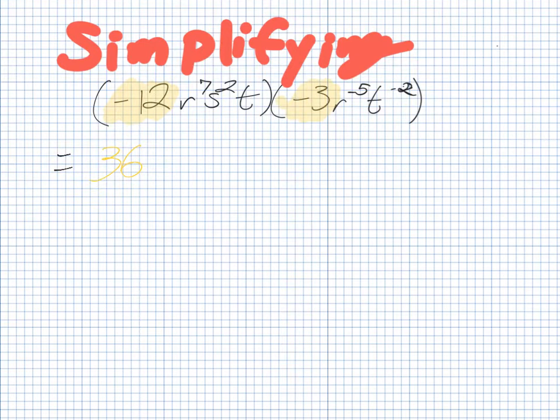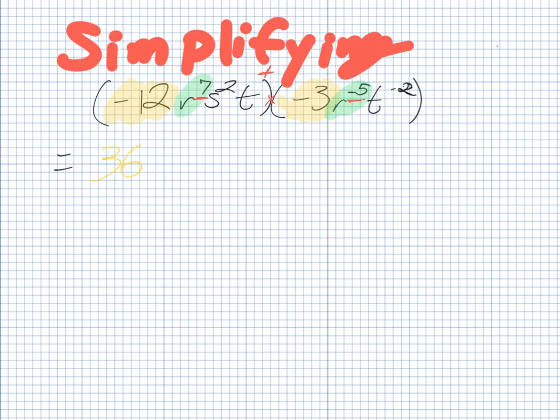The next thing we're going to deal with is our second variable. So our second variable is the r. There's an r in both of these. When you multiply variables together, you actually just are going to add their two powers. So this is the power of 7, and this is the power of negative 5. So we're actually going to add these two together. So I'm going to make a little note here that we take this and we take this, and because this is multiplication, we're going to add powers, okay?